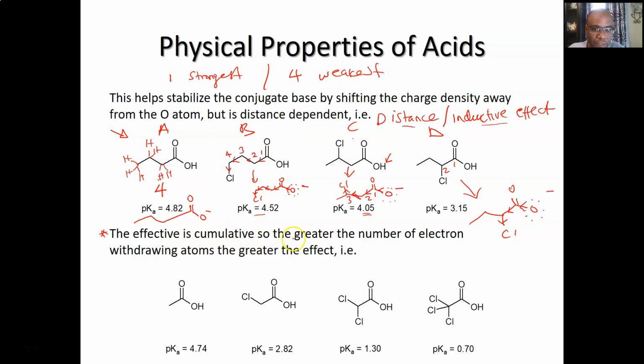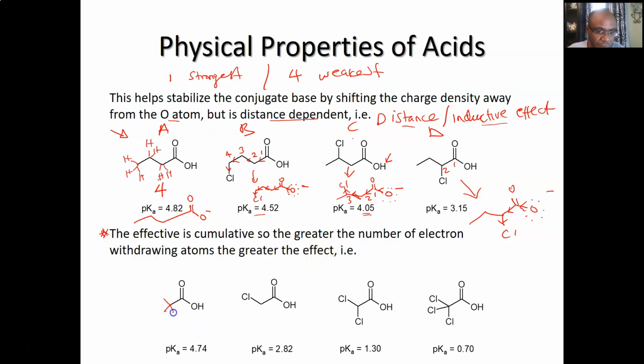Let's see. Before I talk about that, this helps stabilize the conjugate base by shifting the charge density away from the farthest oxygen atom, but distance must also be considered. Okay, so the next one is how many electron withdrawing groups you have.